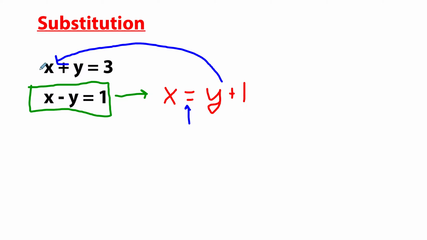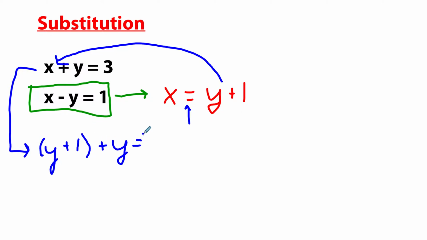So I'm going to do that right down here. This would become y plus 1, and I'm just going to put it in parentheses because that's probably the safest way to do it, and then plus y, that y is still there, equals 3. So what I've done is I've taken this equation and rewritten it where I plugged in y plus 1 for x. And now this is a solvable equation. There's only one unknown, and that unknown is y, so I can actually solve this.